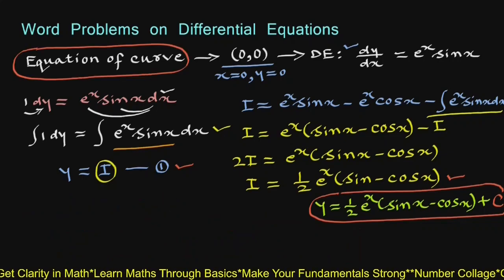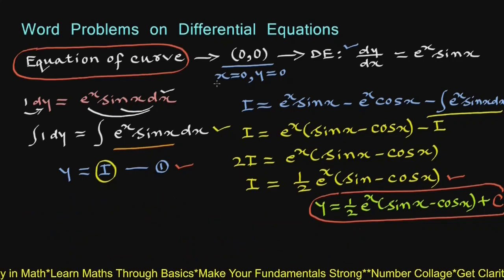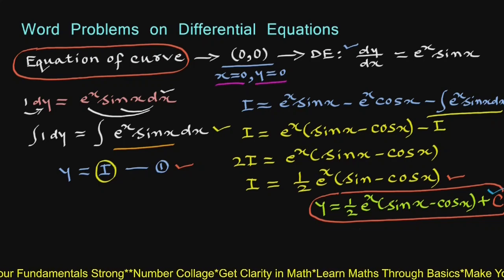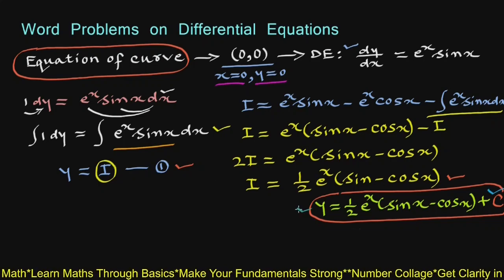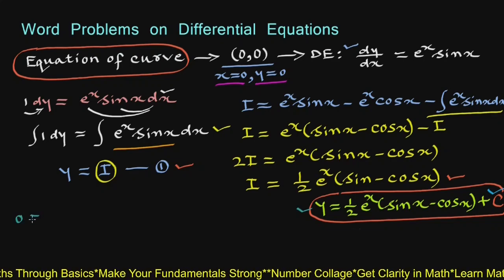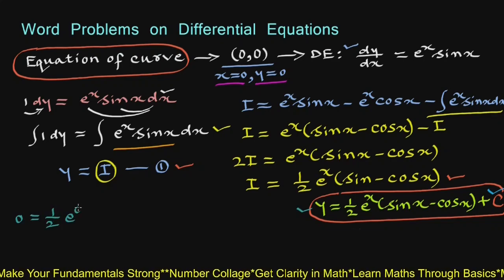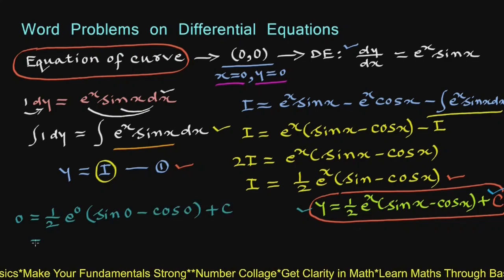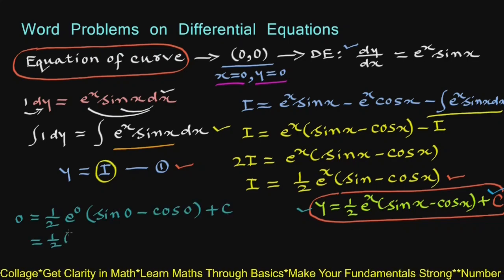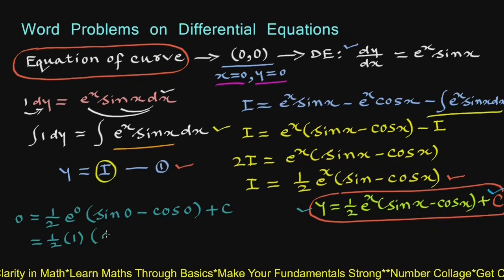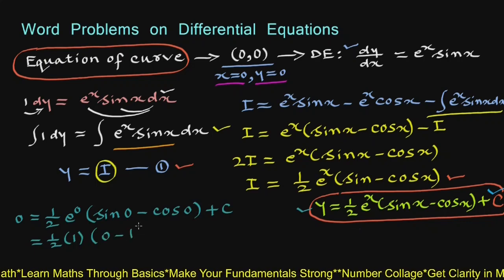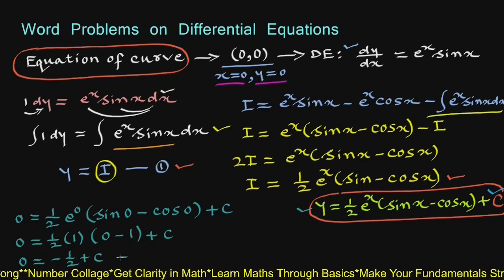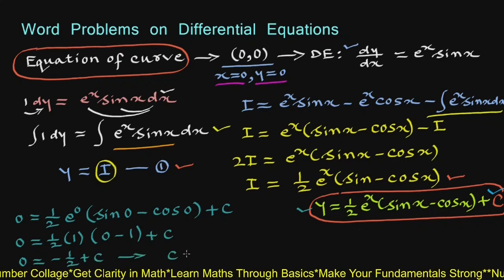For finding the particular solution, we will use x equals 0 and y equals 0 to find the value of c. So we write in this equation 0 equals half e raised to 0 into sin 0 minus cos 0 plus c. This equals half, e raised to 0 is 1, sin 0 is 0, minus cos 0 is 1, plus c. 0 equals minus half plus c, that gives us c equals half.